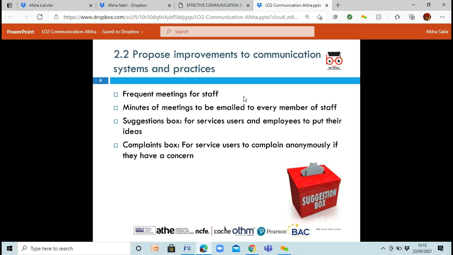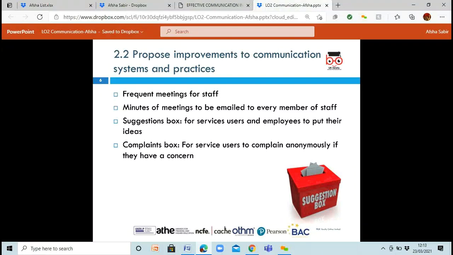You can have a suggestion box, so this can be both for the employees and also the service users, so all the patients, the clients, anybody that comes in. They can put suggestions in. They can put, you know, any ideas that they've got in. Maybe they can say, oh, we'd like a fish Friday or a soup day, you know, for lunch or something.